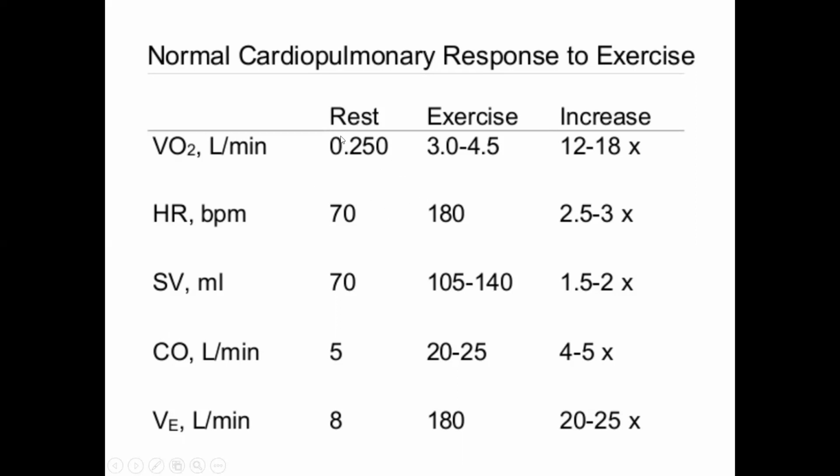VO2 with exercise can increase by up to 12 to 18 times. I'm talking about the normal cardiopulmonary responses. Heart rate increases about 2.5 to 3 times. You know what the maximum limit is, 220 minus age. Stroke volume with maximum exercise, at the most, can go up by 2 times, or 2.5 times in athletes. Cardiac output can augment up to 4 to 5 times, so don't be surprised if someone has an exercise cardiac output of 25 liters per minute. And minute ventilation can go up by 20 to 25 times. It can go up quite precipitously.